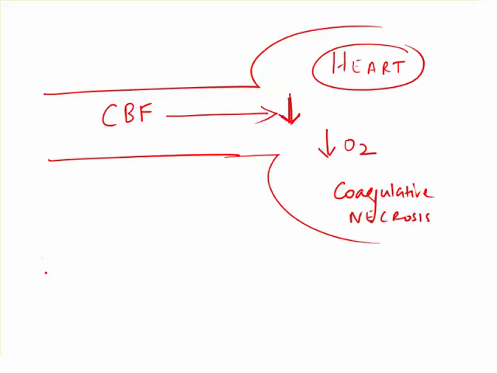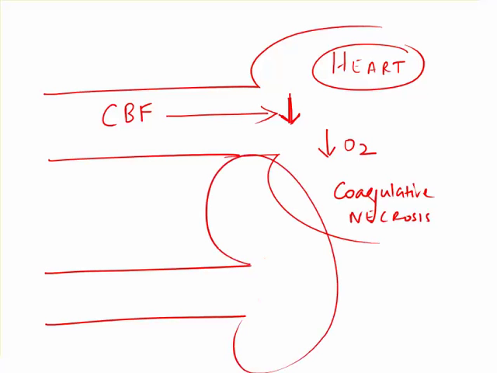Let us take another example. This is the blood flow to the kidney, called renal blood flow. Renal blood flow to the kidney is reduced. Ischemia happens in the kidney. That will lead to a hypoxic state in the kidney. That leads to what type of necrosis? Coagulative necrosis.